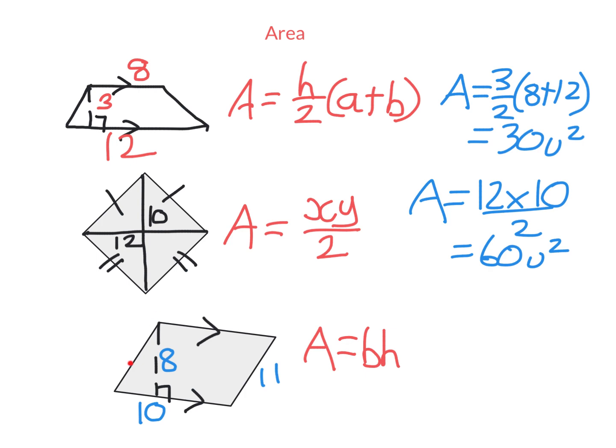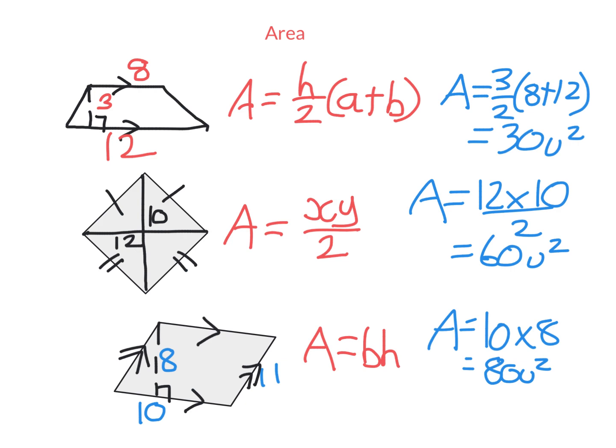So a parallelogram is a 4-sided shape with 2 pairs of parallel sides. So this side here and this side here would be parallel also. So to find the area of a parallelogram, it's just base times perpendicular height. The 11 here doesn't help us with the area. The area here would simply be 10 times 8, and that will give us 80 units squared.